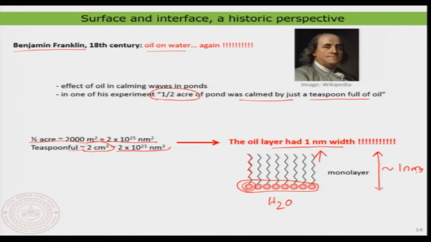So what indeed happened in Benjamin Franklin's experiment is that he could calm down a complete pond, which is half an acre, with 1 teaspoonful of oil, and he basically used a monolayer of oil to calm it down. So this is quite exciting. This is one of the marking events in surface science, where one came up with a more modern and more systematic study of surface science, where people looked quantitatively at interfaces, for example.